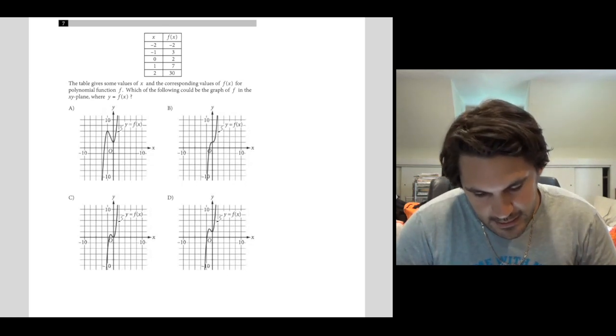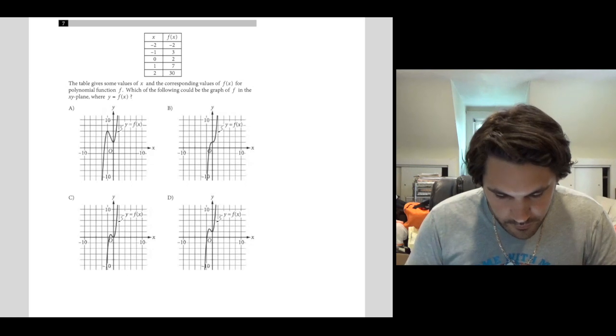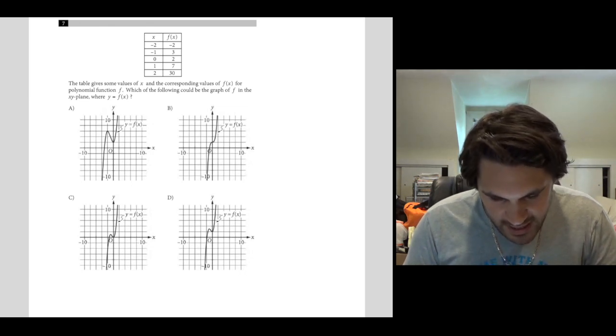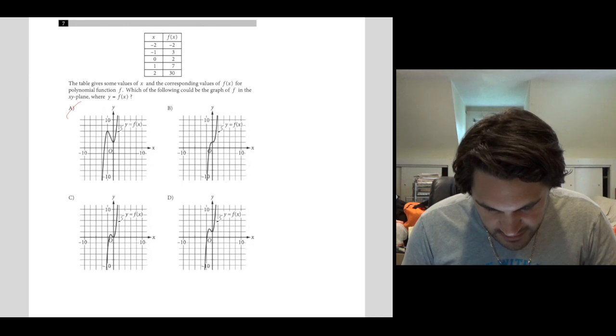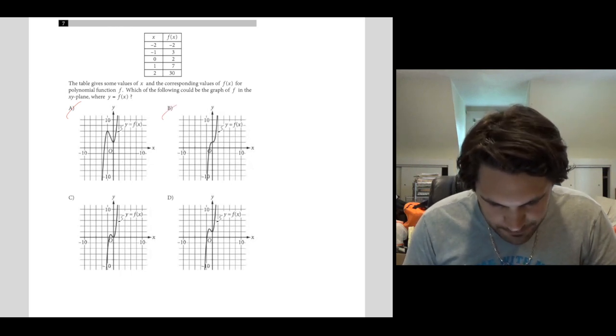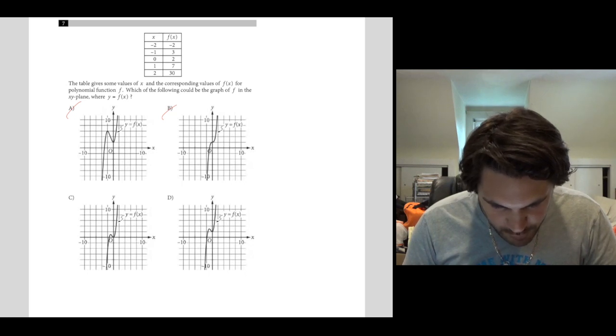So let's see. When x is negative 2, y should be negative 2. And these look like they're going by 2s. So when x is negative 2, y is negative 2, A looks like it doesn't work. So I'm going to cross that off. Let's look at B. When x is negative 2, y should be negative 2. Well, that doesn't work either, right? Because when x is negative 2, y is way lower. So B is out. C. When x is negative 2, y is negative 2.